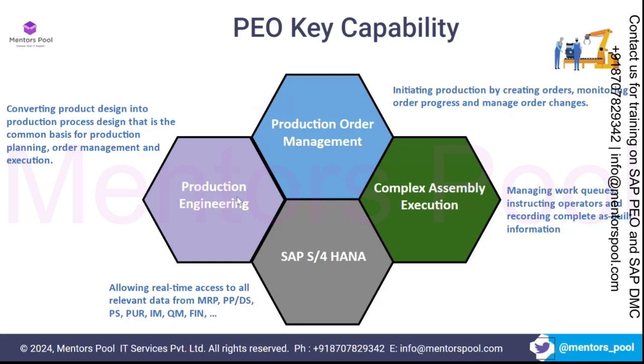And like I just said, we have the engineering part, the production order management part, and the complex assembly. Here we will also look at a few newer functionalities which are introduced, like how to work on the as-built information, managing the work queues and things like that. So these are the key capabilities of PO right now.